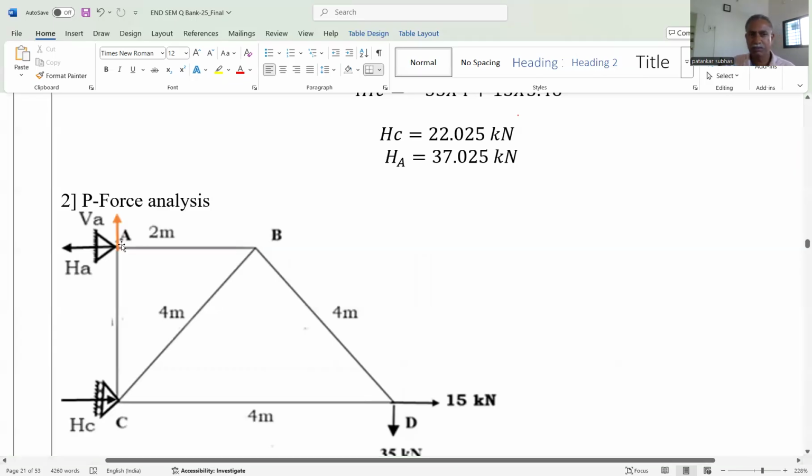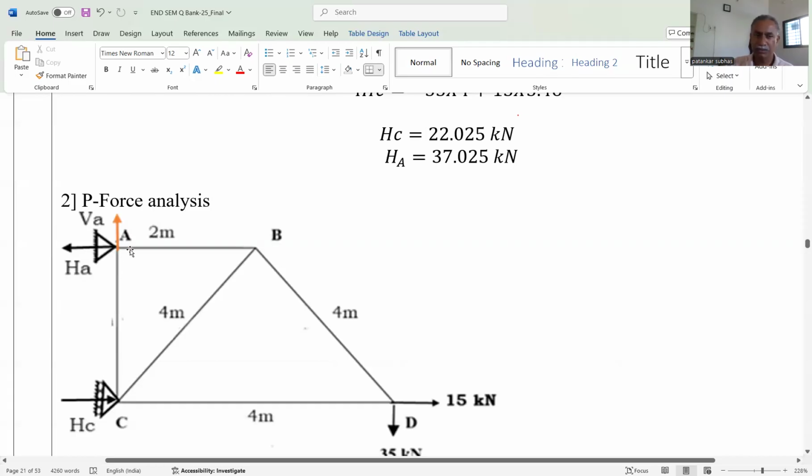For example, in case of joint A, it is observed that VA is already known to you, that is 35 kilonewton. HA is also known to you, that is 37.025. And this VA is in the same line of force as the member AC. That's why this member is in pull, that is, tensile. So can I say directly the force in member AC is equal to VA, or summation Fy is equal to 0 gives the value of force in member AC.